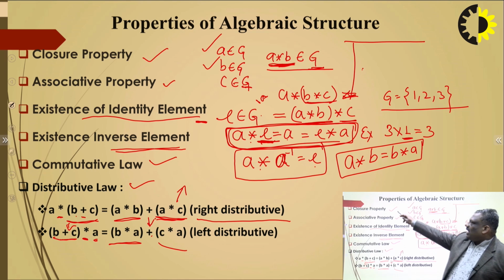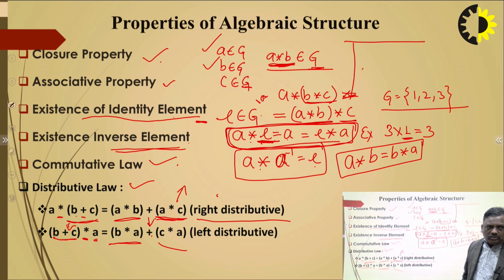So we have closure, associative, existence of identity, existence of inverse, commutative law, distributive law. With these algebraic properties, we can prove that this one is a groupoid, semi-group, monoid, group, or abelian group. So if any algebraic structure has these types of properties, they reflect their definitions.